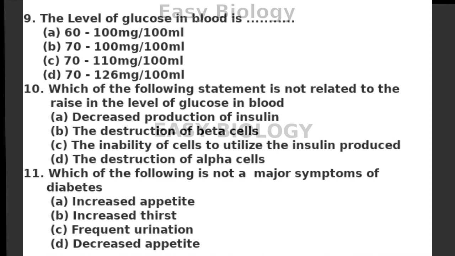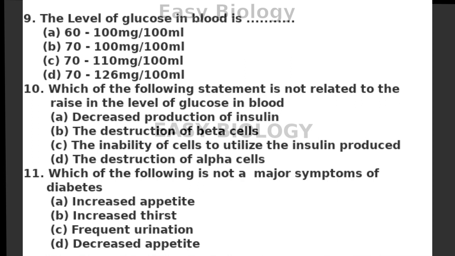Question number 10. Which of the following statements is not related to the rise in the level of glucose in blood? A. Decreased production of insulin. B. The destruction of beta cells. C. The inability of cells to utilize the insulin produced. D. The destruction of alpha cells. The answer is the destruction of alpha cells.